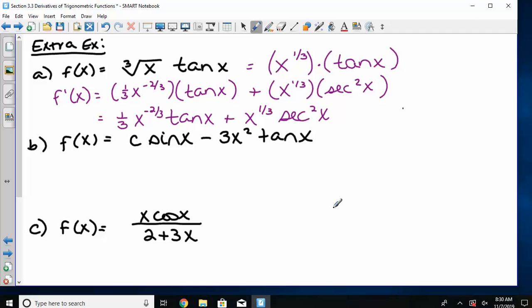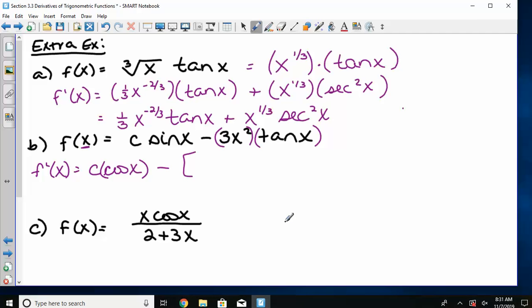Okay, B. F of x. So this tells me that x is my variable. So any other letter represents a constant. So C here is just a constant. Okay, when you do the derivative of that, it's just going to be C times, what is the derivative of sine? Cosine. Minus. Now, let's talk about this. Here we have a product. You notice I put a bracket after this negative.